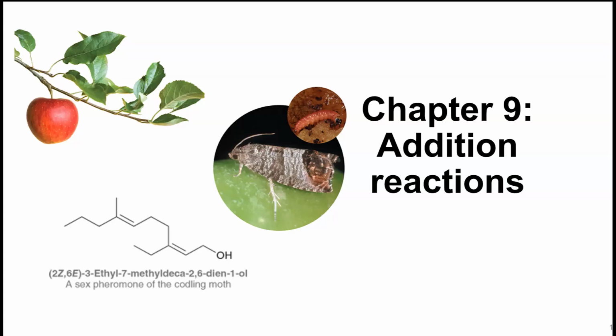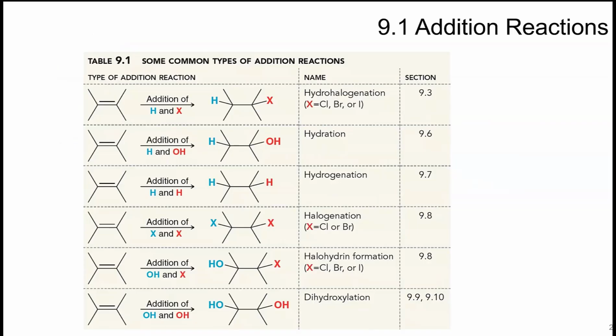In Chapter 9, we will be looking at addition reactions, and if you have ever encountered an apple that contained a worm, it may have come from this moth, which produces a sex pheromone for the alkene that you see there. We're going to be doing a lot of addition reactions in this chapter, and it's kind of broken down by the type of reactions.